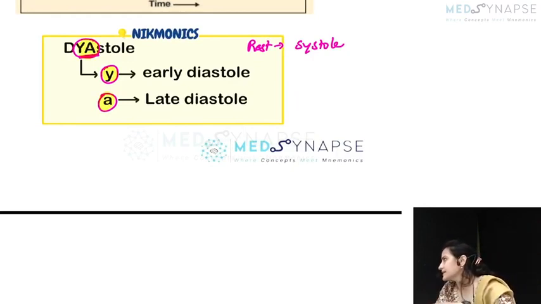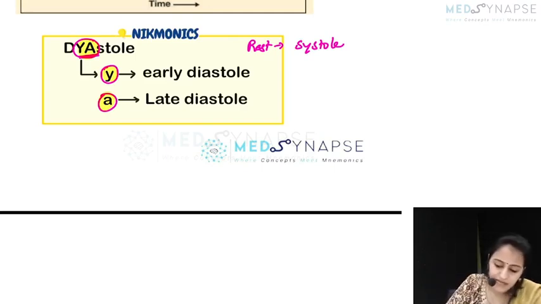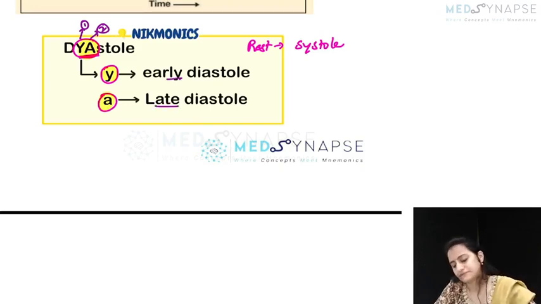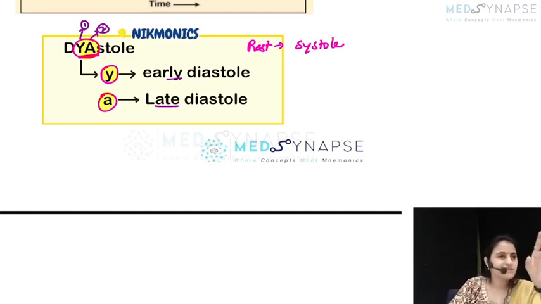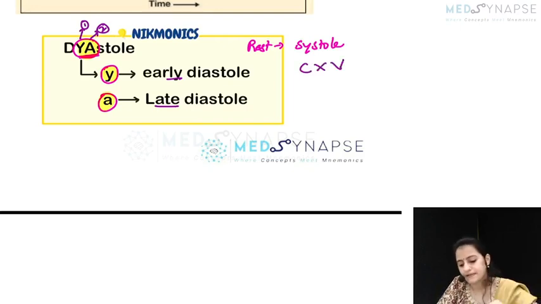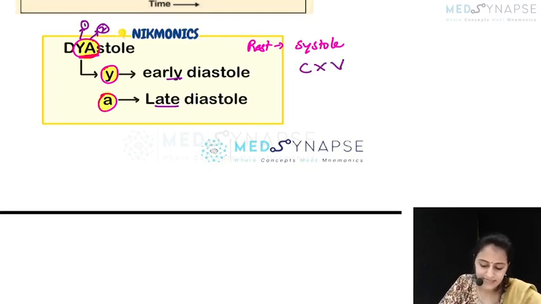Just by the spelling, in diastole what comes first? Y. Then what comes? A. So which is the early diastole? Y. Which is the late diastole? A. Then what is left that will come in systole? C, X, B. Remember, it is C, X, B.